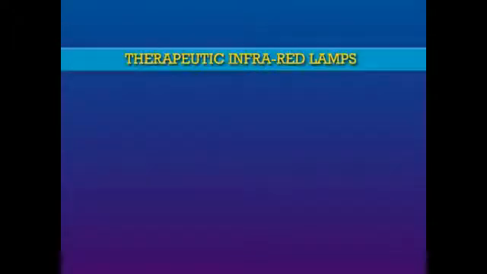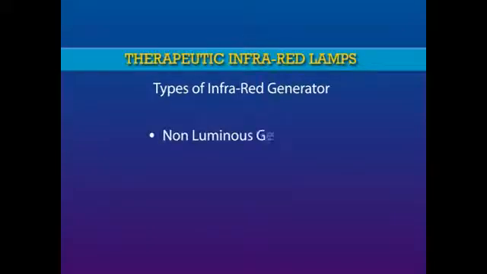Here comes the therapeutic infrared lamps. There are 2 types of infrared generator. The first one is non-luminous generator and the second one is luminous generator. Treatment with a luminous generator is often referred to as radiant heat. The term infrared generally applies to the radiation from non-luminous source.